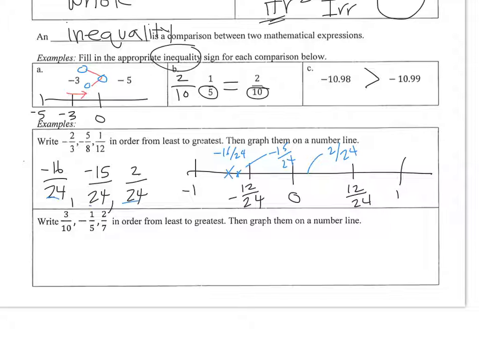So when you put these on a number line, I would change my denominators to a number that 10, 5, and 7 all go into. And then it's easier to write them in order from least to greatest. Remember that negatives are always going to go first before the positives, because negatives are less than positives.